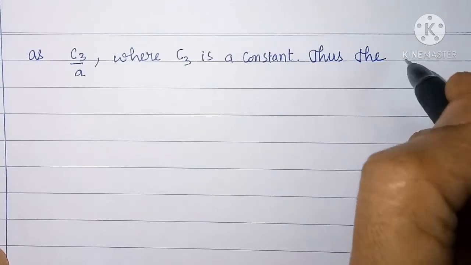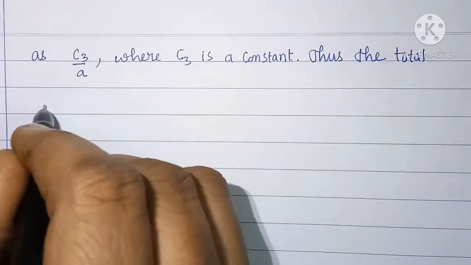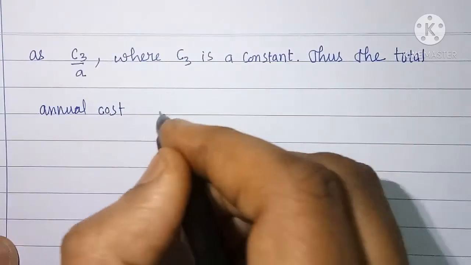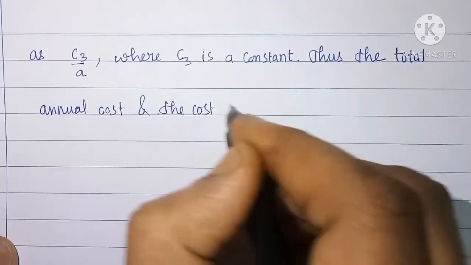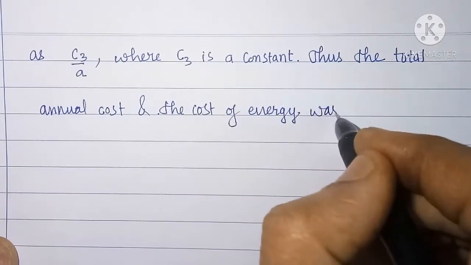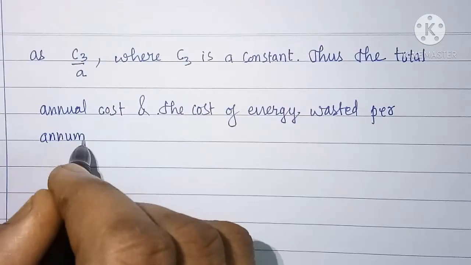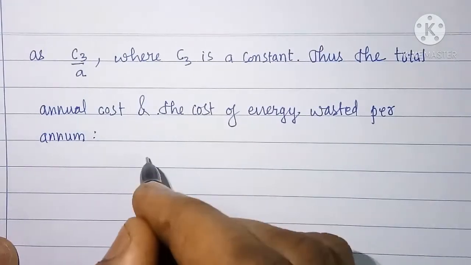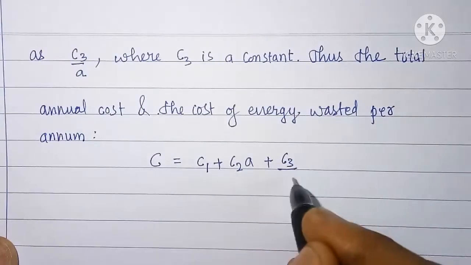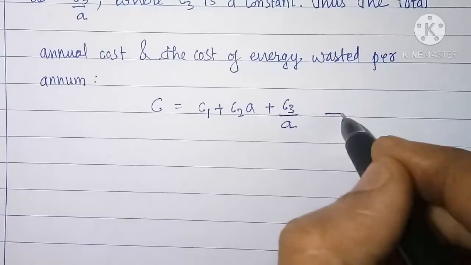Thus, the total annual cost and the cost of energy wasted per annum becomes C equal to C1 plus C2A plus C3 by A. Let us call this as equation 1.